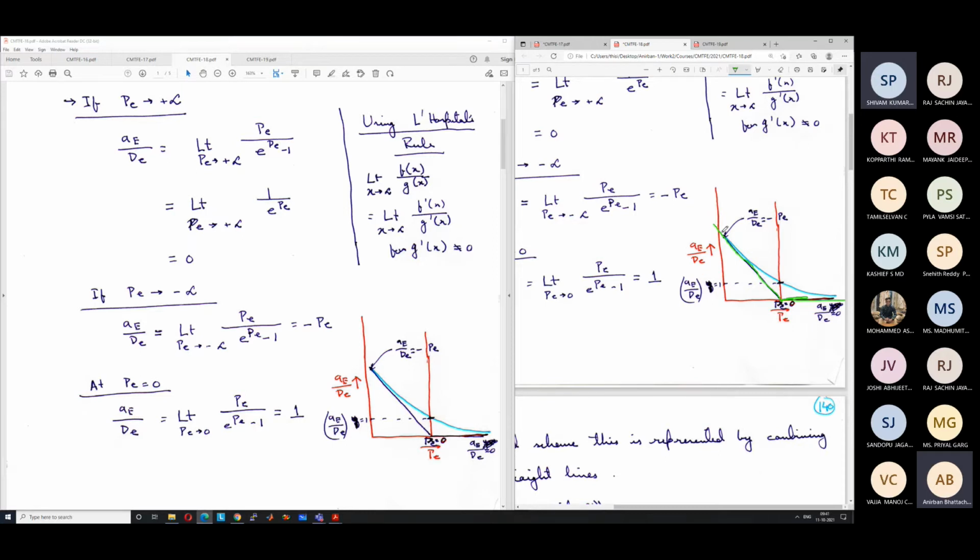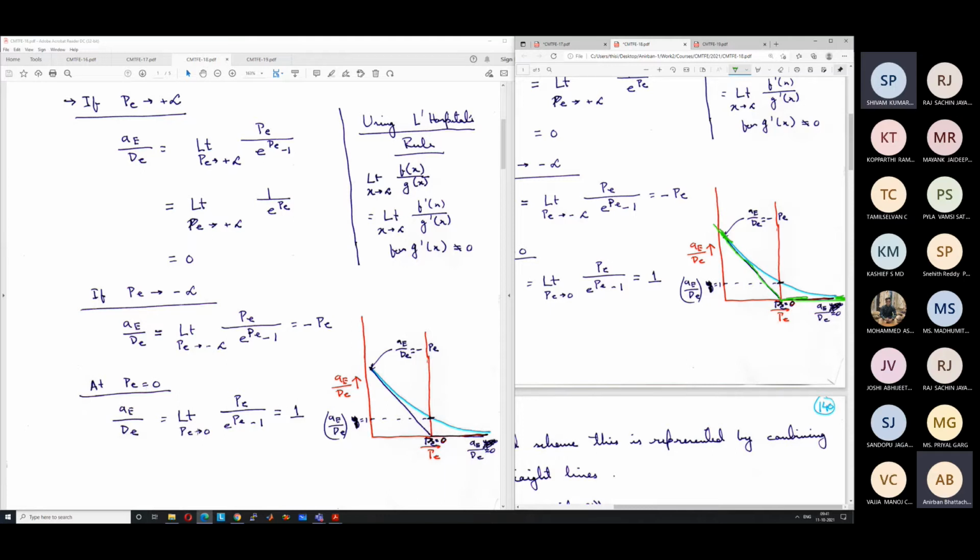So we know that at very large negative value of P, A by D should be very near to this, and for very large positive value, it should be very near to this 0 value. What about in between? That we have not yet found. So to do that, let us try to approximate A by D at P equal to 0.